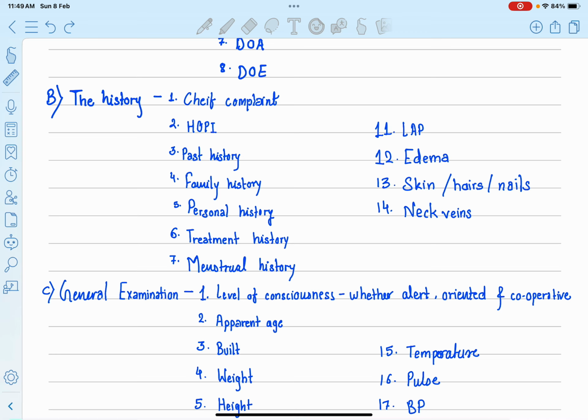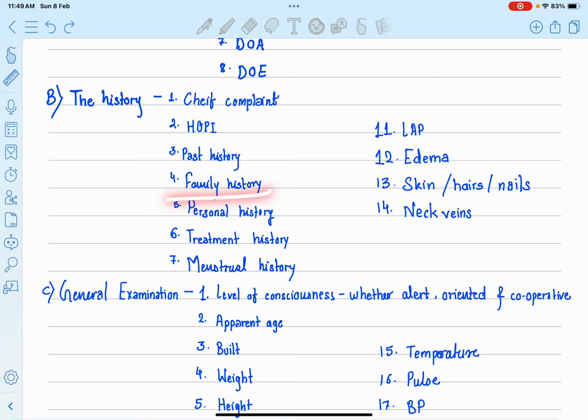Past history should include mainly tuberculosis, diabetes, asthma, hypertension, or any systemic diseases, or any operations in the past, or any similar admission for similar complaints.